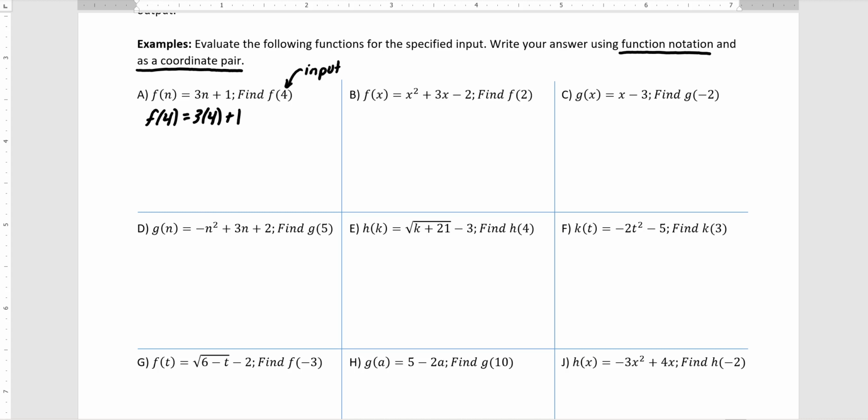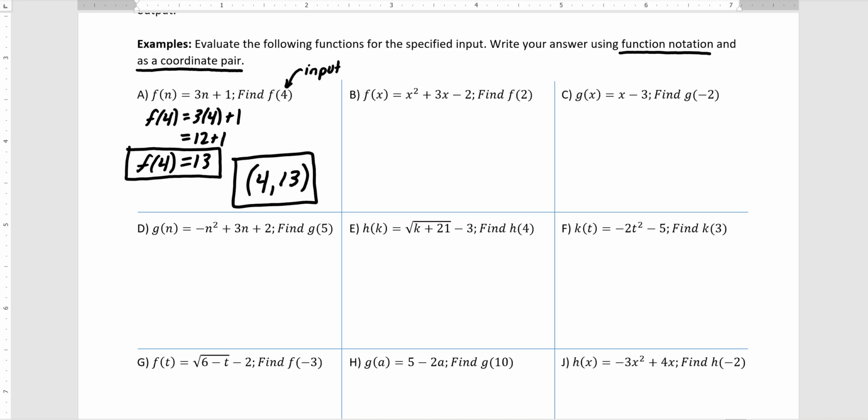I'm changing my input from n to 4. Well, 3 times 4 is 12. 12 plus 1 is 13. So that tells me that f of 4 equals 13. And that's it. Now, that's it in function notation. As a coordinate pair, what would I write this? Remember, it's input comma output. So my input was 4. My output was 13. So there it is in function notation, and here it is as a coordinate pair.